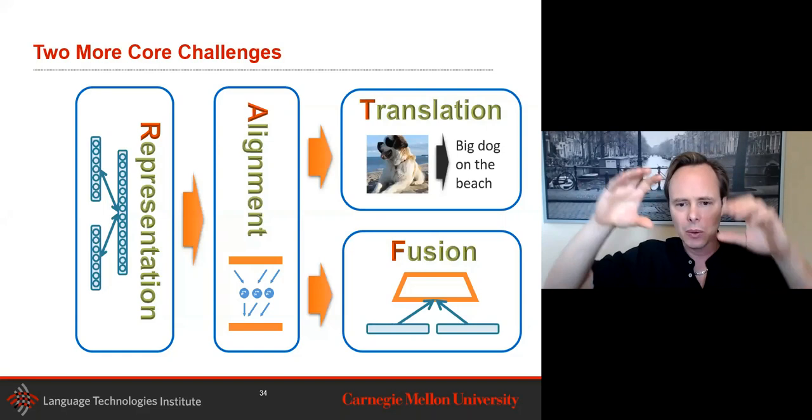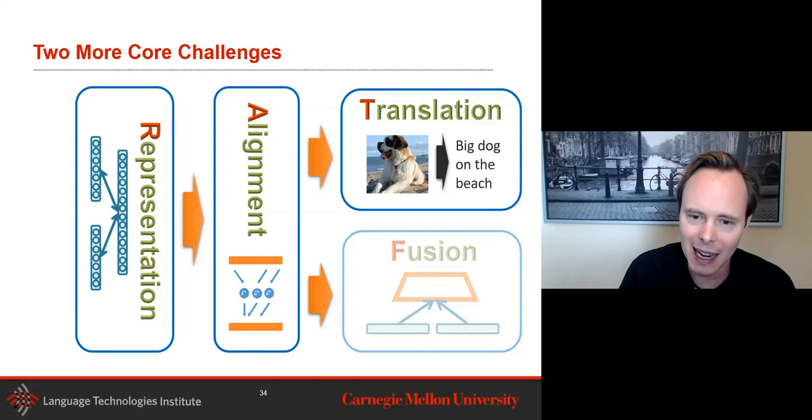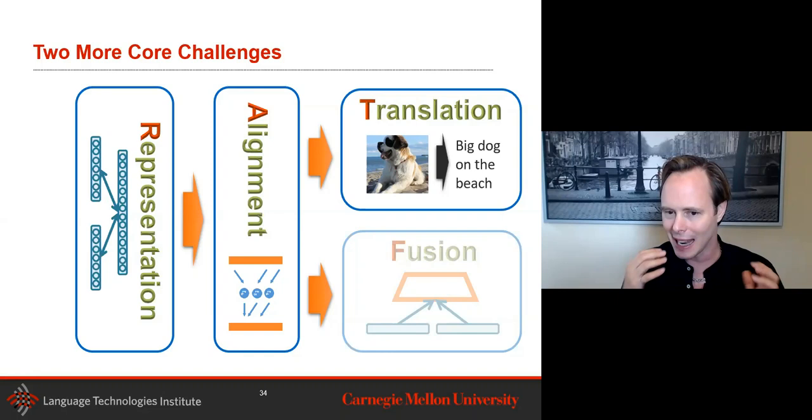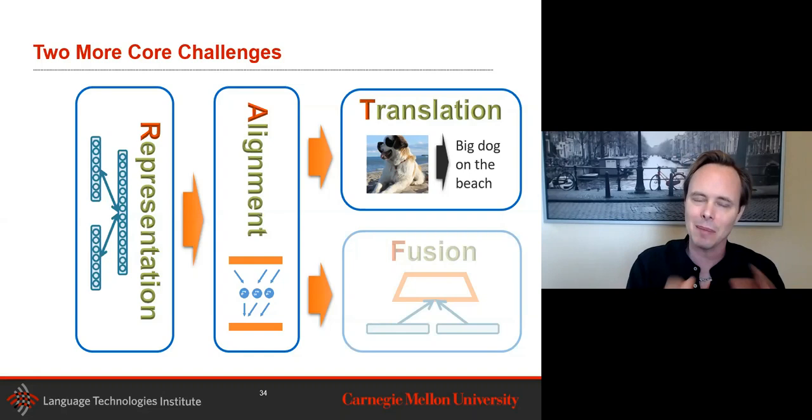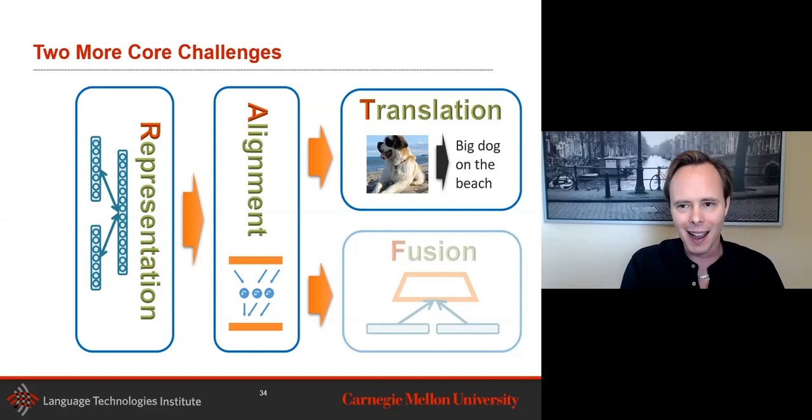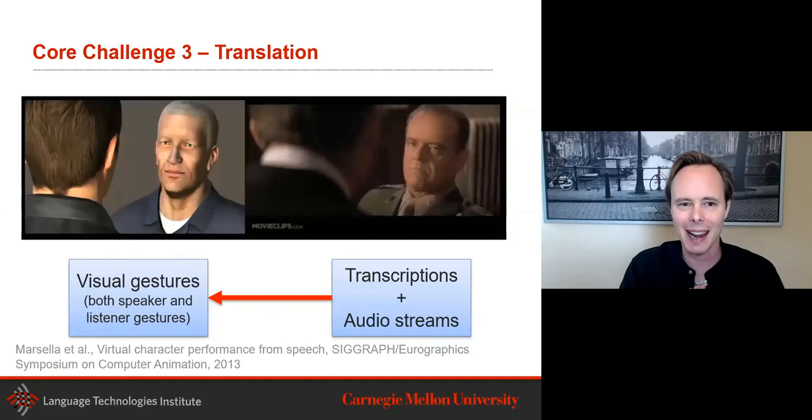So let me talk about translation first and then talk about fusion. One of the landmark works on translation was image captioning, and I'll discuss that more on Thursday. But there's more than that. There are different types of translations, and one of them that I like quite a bit is this example.